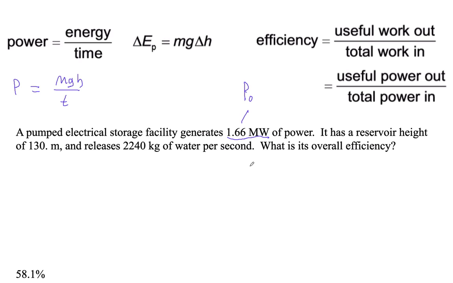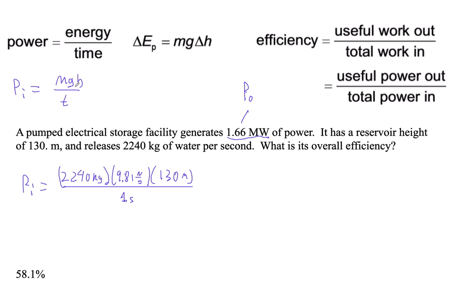Okay. So it has a reservoir height of 130. So let's figure that out. So the power input is going to equal the mass, so 2,240 kilograms, times 9.81 newtons per kilogram. And then it's 130 meters as our height change. And then this is what happens in 1 second.